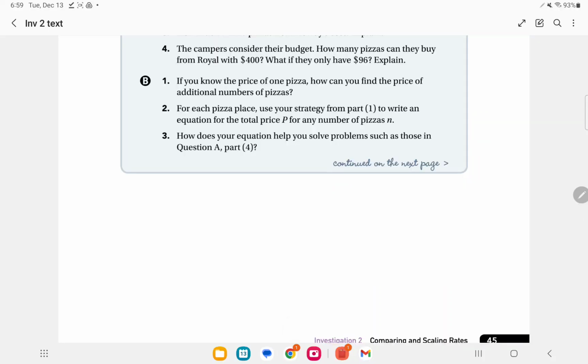Now on part B, it says on number 1, if you know the price of one pizza, how can you find the price of additional numbers of pizza? Go ahead and answer 1, 2, and 3 on part B, and then come back to the video to see how you did.